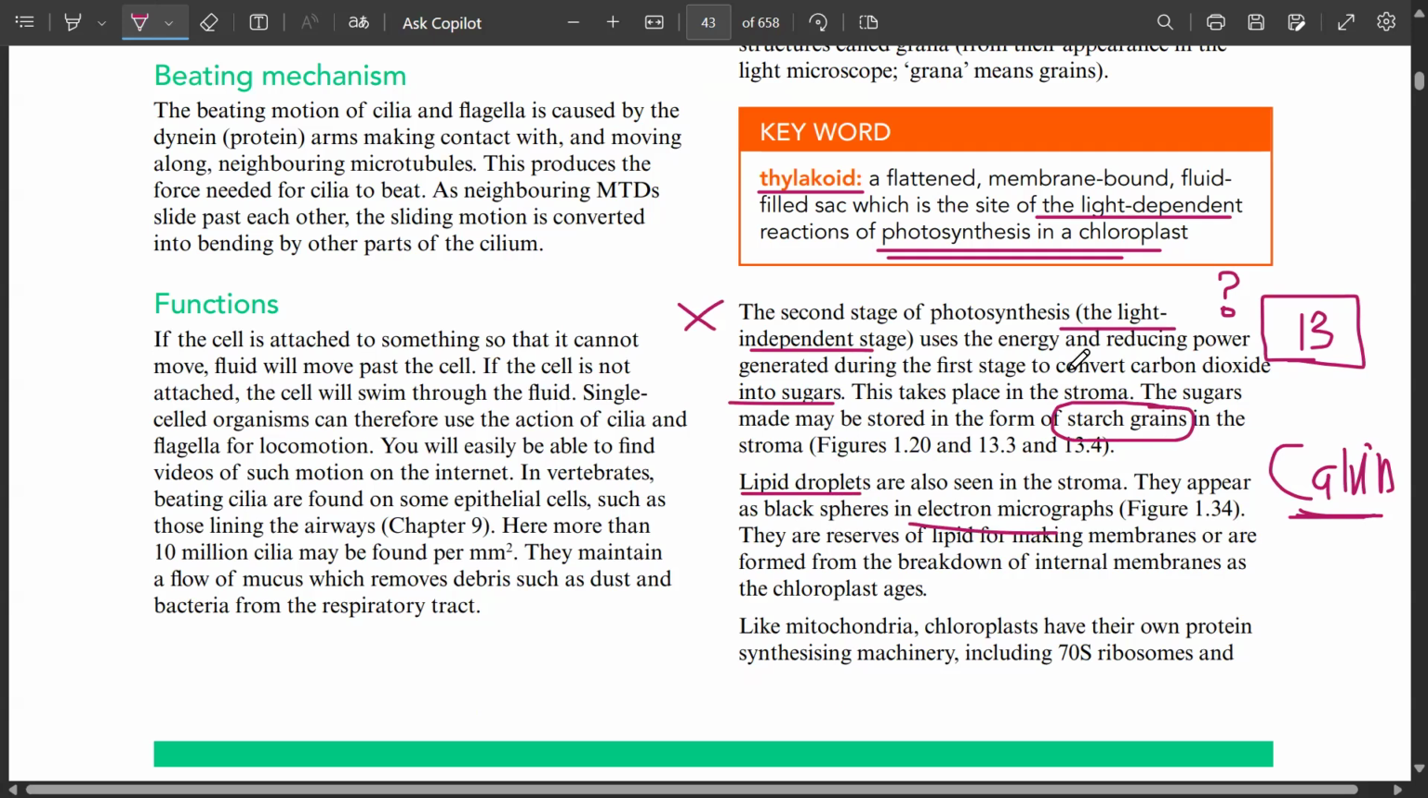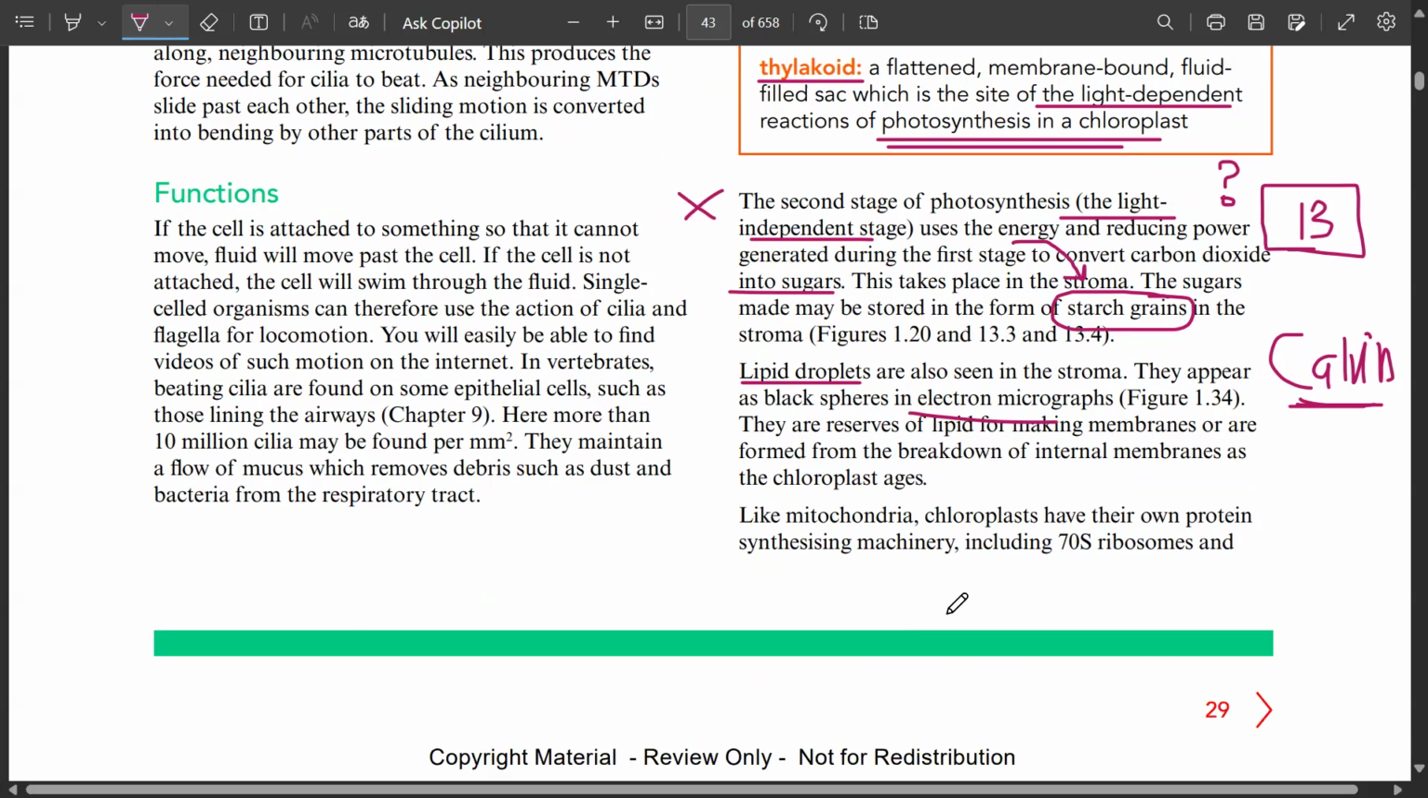Can you tell me if plants store their glucose in the form of starch? How do animals store their glucose? In the form of glycogen. Okay, good. Like mitochondria, chloroplasts have their own protein synthesizing machinery and they have 70S ribosomes.